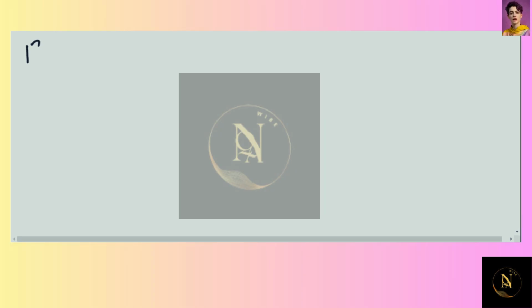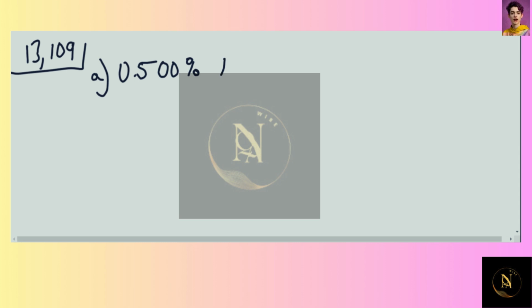So now we'll work on problem 109 from chapter 13. In this problem, we're asked to calculate the molality and Van't Hoff factor for two aqueous solutions. In the first case, we have a 0.5% KCl solution, and we're told that the freezing point is negative 0.243 degrees Celsius.